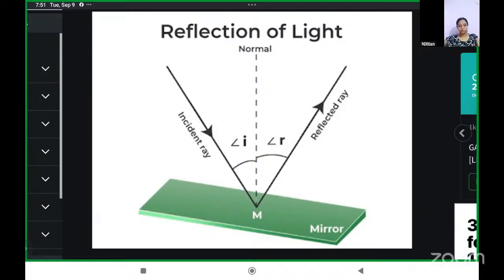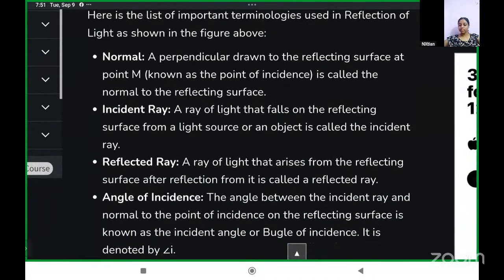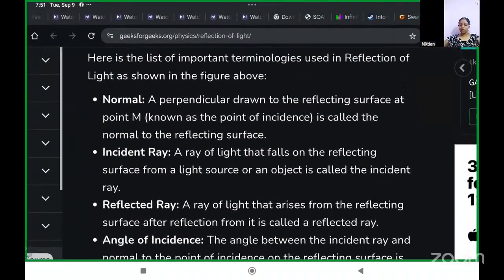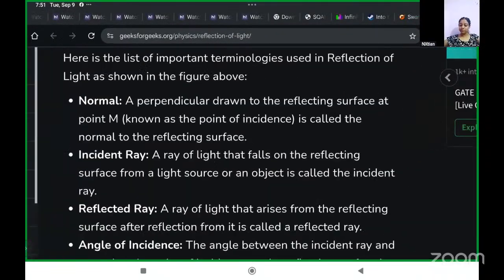I'm done. Okay. Now please write down these important terminology and their meanings.